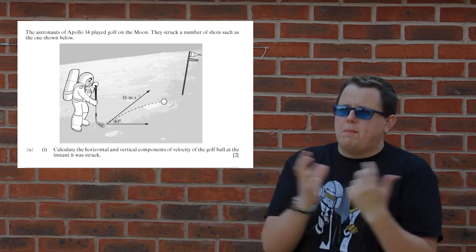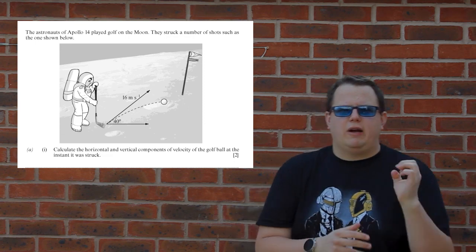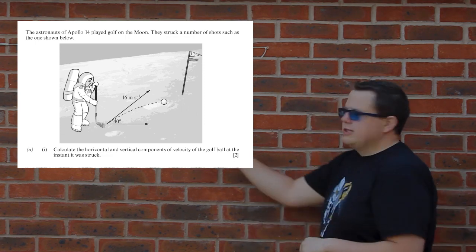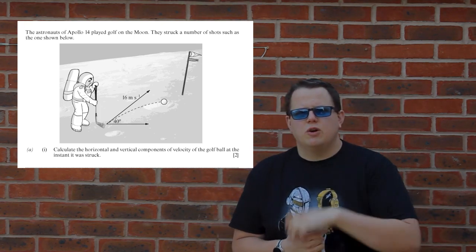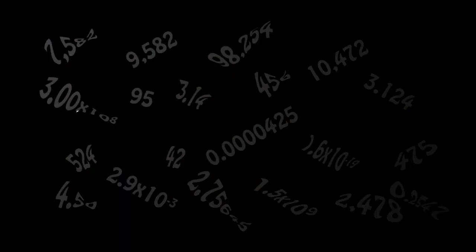You might get away with 3, possibly 3 in the early calculations, but our final answer should definitely be just 2. So if you want to work it out, the horizontal velocity here is 12.3 meters per second and the vertical is 10.3 meters per second.